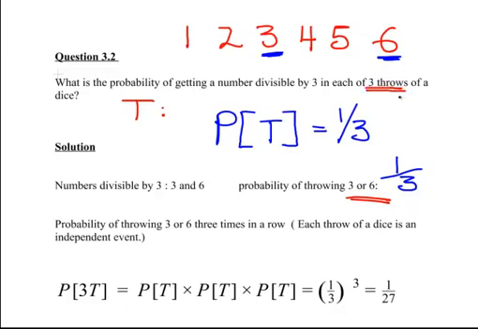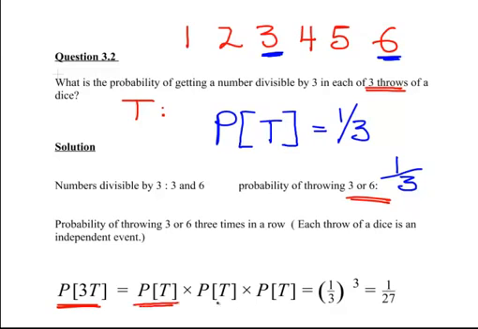Now, we're particularly interested in 3 throws of a dice. These throws are independent events. So, throw the dice once, twice, three times, or throw a die even. I should correct the spelling there. It's actually a die, not a dice. But anyway, we'll continue. The probability of throwing a 3 or 6 three times in a row. Each throw of a die is an independent event. We're going to call this event 3T: three times we get a number divisible by 3.